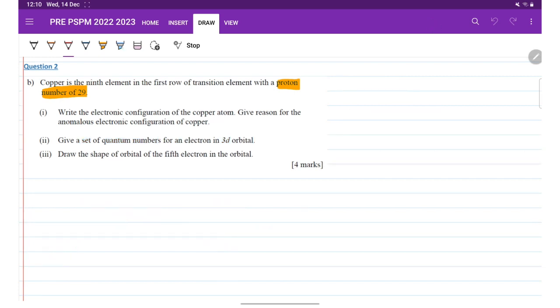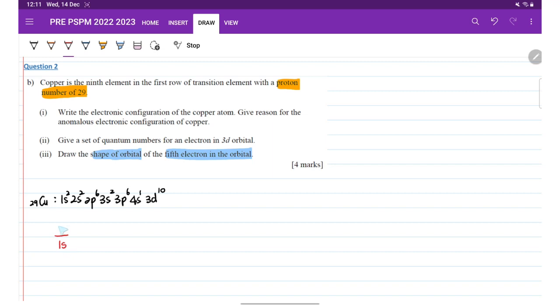Lastly for B3, draw the shape of the orbital of the fifth electron in the orbital. Alright, so remember, this is the electronic configuration of copper-29. So the fifth electron, what is the orbital? Which orbital does the fifth electron sit in? To determine where the fifth electron sits, we draw one by one.